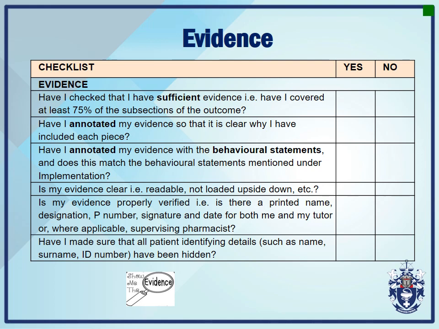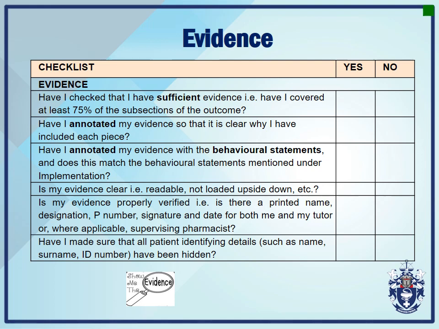Have you annotated your evidence? Meaning, have you labeled it clearly enough to be linking to each of the behavioral statements within your competencies? Is the evidence clear? Is it readable? Is it loaded in the right direction? Is your evidence properly verified? Is there a name of your tutor, your P number, etc.? And have you made sure that all the patient identifying details such as name, surname, ID number have been hidden based on confidentiality issues? So make sure you cover all of that in terms of your evidence.